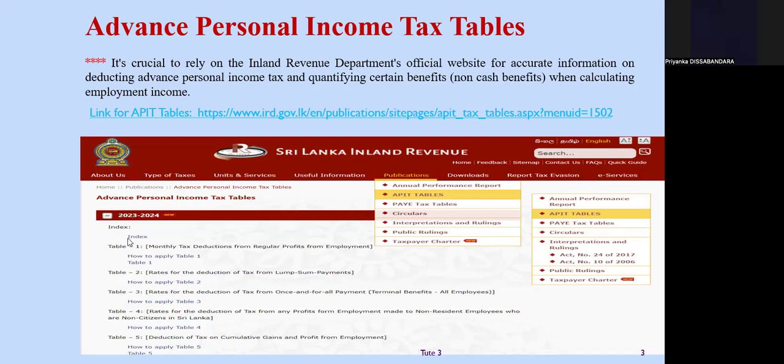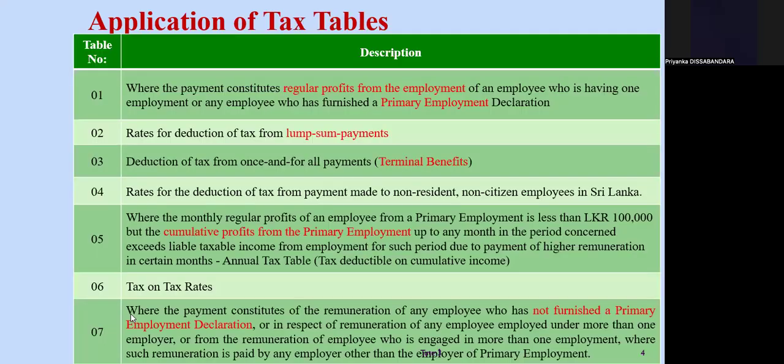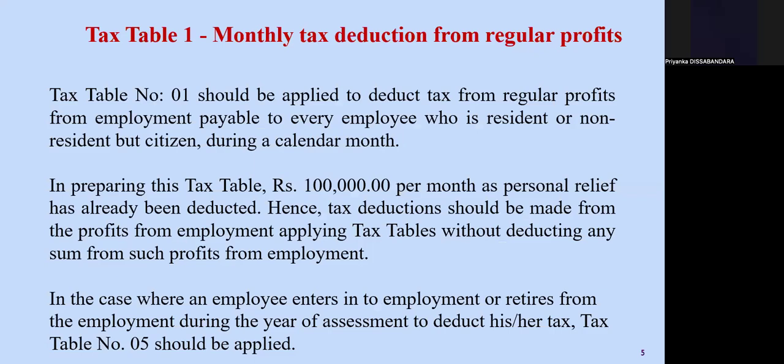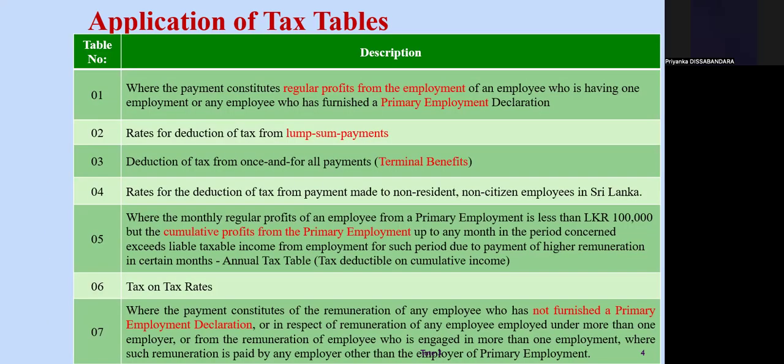Here you have the given tables. There are 7 tables. For specific situations, we have given 7 tables. Based on the situation of the payment, we have to select the relevant tax table for the deduction of APIT. From table 1 to table 7 we can discuss in the next session, day after tomorrow, that means Friday. On Friday we can discuss this.